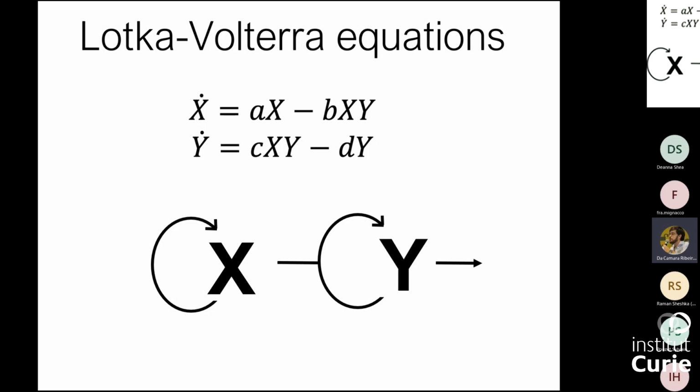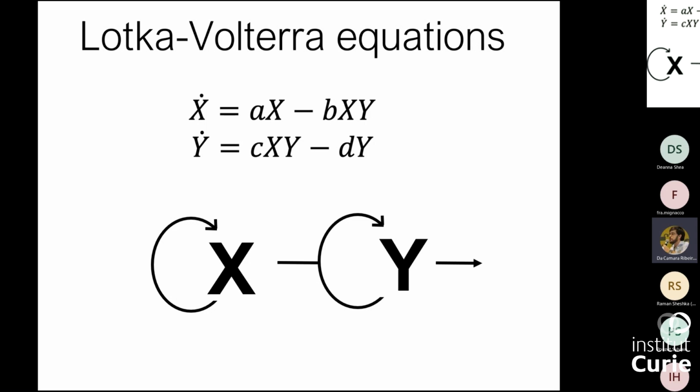And in this particular network, X self-activates, and Y also self-activates, but with consumption of X, right? And then you have a decay pathway for Y. Okay, so those are the classic Lotka-Volterra equations. So you find the mathematical description of the dynamics of this network here.